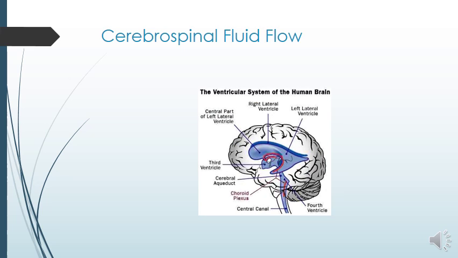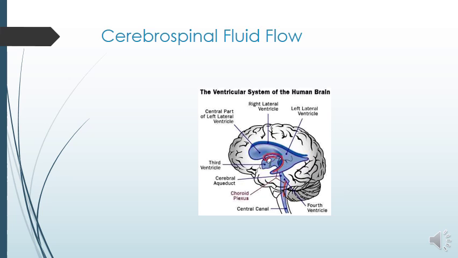In this slide, which shows you the cerebral spinal fluid flow, we can see the ventricles, the right lateral ventricle, the left lateral ventricle. We can see the 3rd ventricle, the cerebral aqueduct or the aqueduct of Sylvius. The one thing you cannot see here on this diagram is the interventricular foramen going from the 2 lateral ventricles into the 3rd ventricle.